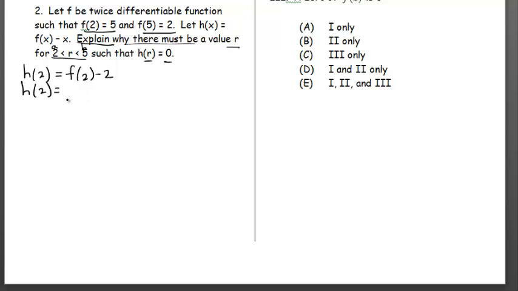All right, f of 2 is given, it's 5. Just bring down the minus 2. All right, so this y value on the h function would be 3. So the point (2, 3) is on h. Let's do the 5.